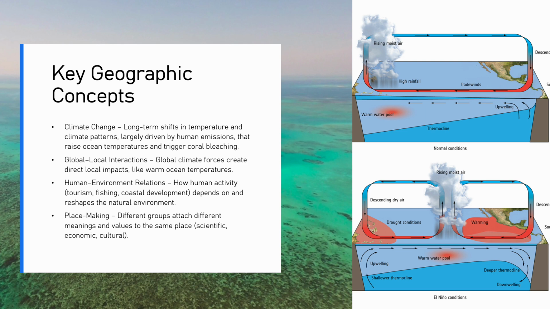Next is human environment relations. People depend heavily on the reef for tourism, fishing, and coastal protection. But human activity also introduces pollution, runoff, and physical stress that weaken coral resilience. And finally, placemaking. Placemaking refers to how different groups assign meaning to a place. For indigenous communities, the reef is a cultural landscape. For scientists, it is a research site, and for tourism groups, it's an economic asset.